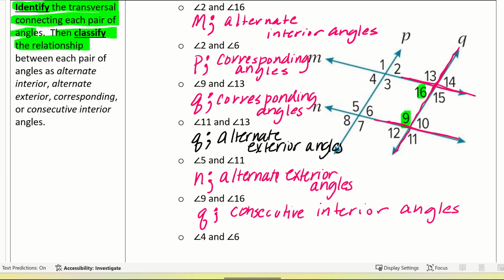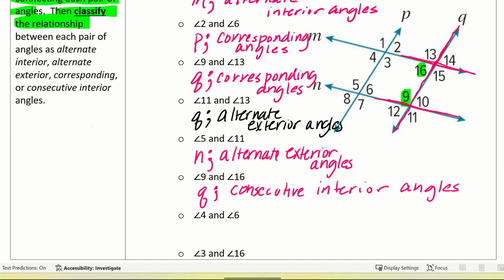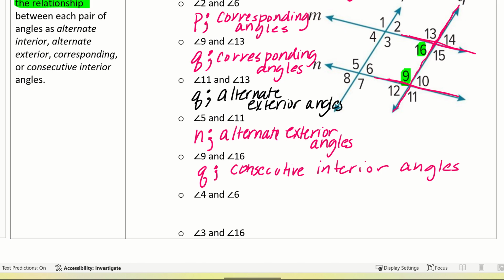And then it looks like we have 4 and 6. Oh, we got 2 left, my bad. And 3 and 16. So 4 is here and 6 is here. They look like they're being cut by this transversal here, which is P, and it looks like it's cutting M and N. So it's going to be P as our transversal. And those are going to be alternate interior.